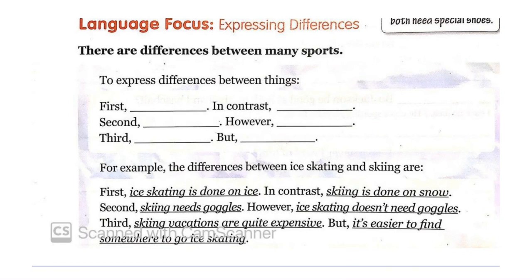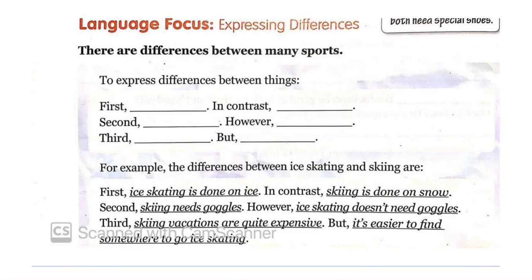In contrast, however, and but are the linking words used to contrast the second idea from the first idea. It means to say two things are different by using the words in contrast, however, and but. Do you understand this? Let's see the example below.